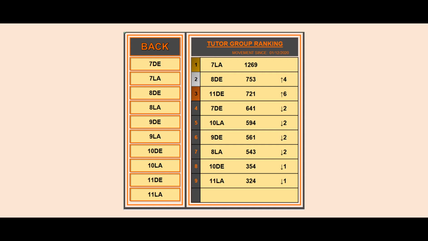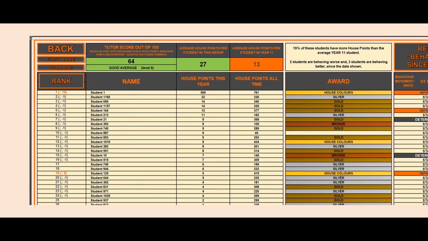So then what you can do on the left hand side is you have buttons for each of the different tutor groups, and you can click on these to take you to specific information for that group. Here we've clicked on one of the groups and you can see the overall information in a mini dashboard for that particular tutor group. Starting at the top you can see there is a tutor score out of 100. This particular group has got 64, which is being rated as a good average and therefore is highlighted as green.